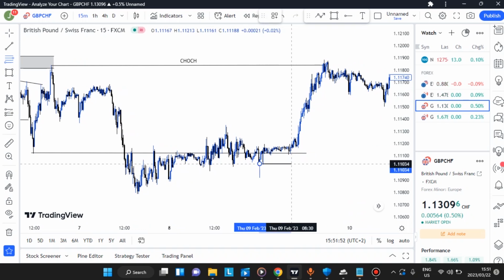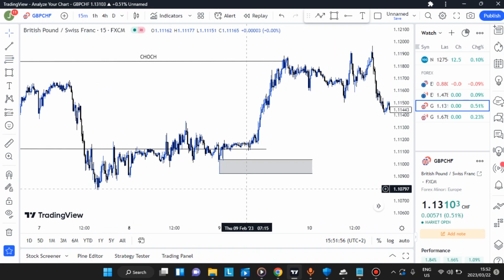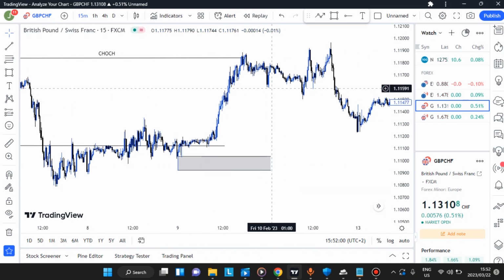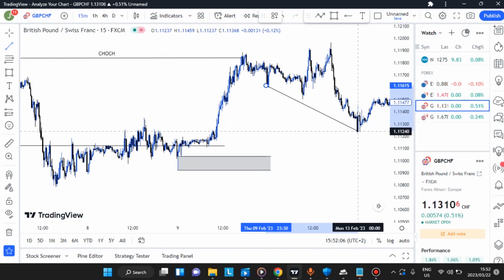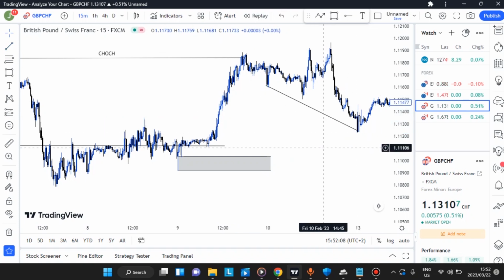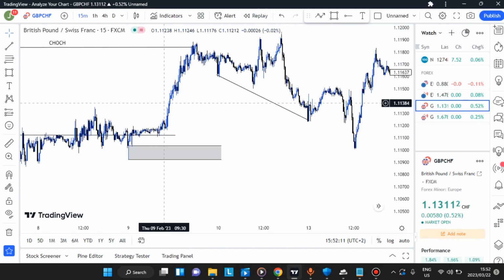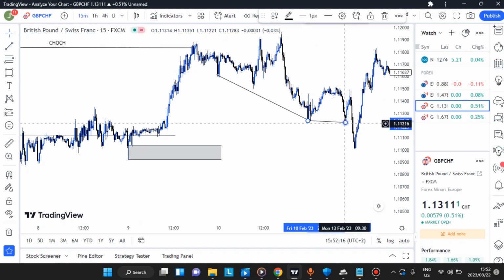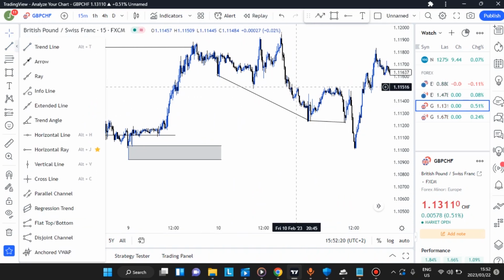So this is the first part. This is our hidden order block. We mark the order block. Now we must see some liquidity. Liquidity is being generated here in the form of a trend line, and also relatively equal highs. As you can see here, relatively equal highs, and we also have liquidity here.